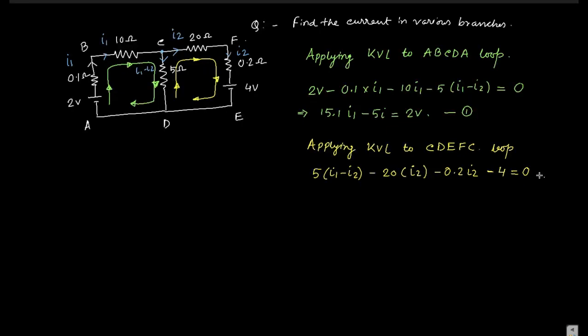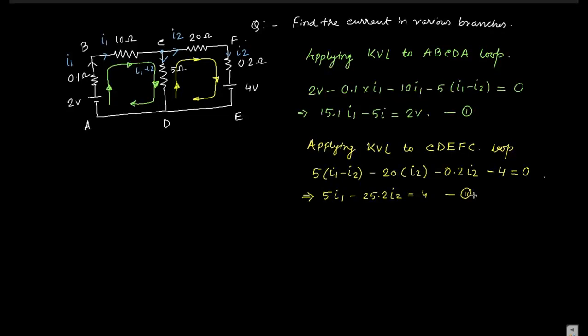Is it? I think you should know everything about it. So after calculating, you can get minus 25.2 I2 is equal to 4. So this is equation number 2. Now solving equations 1 and 2.